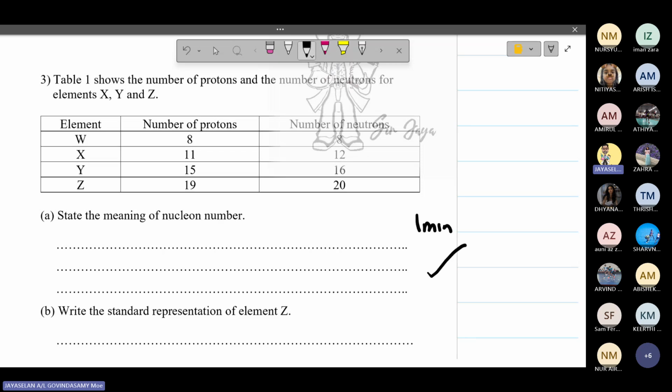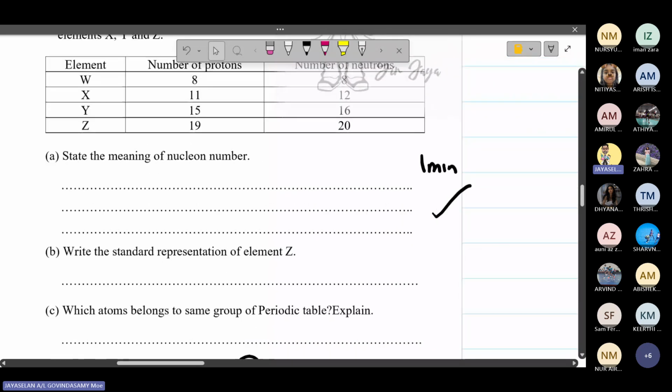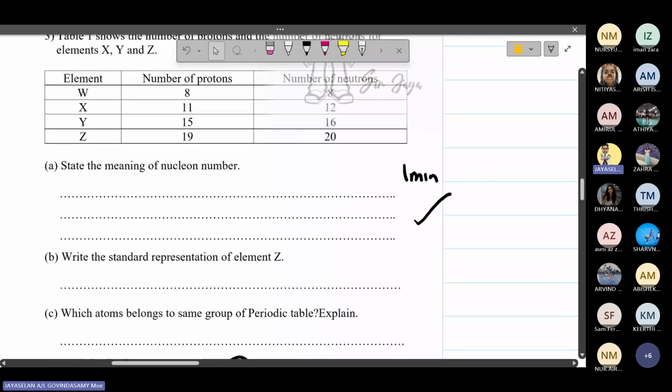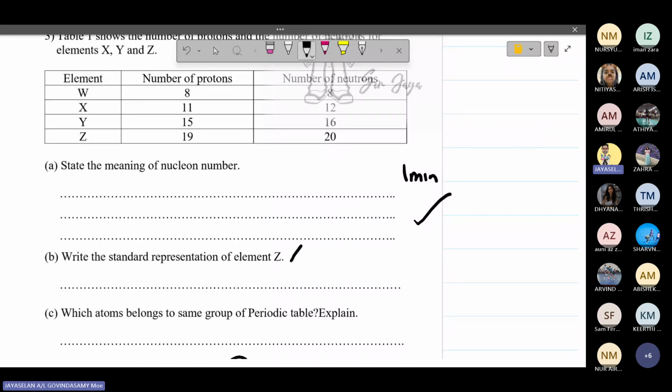Okay, this question done. Okay, now this question. Second question, B. 30 seconds from now, write the standard representation of element Z. 30 seconds from now.